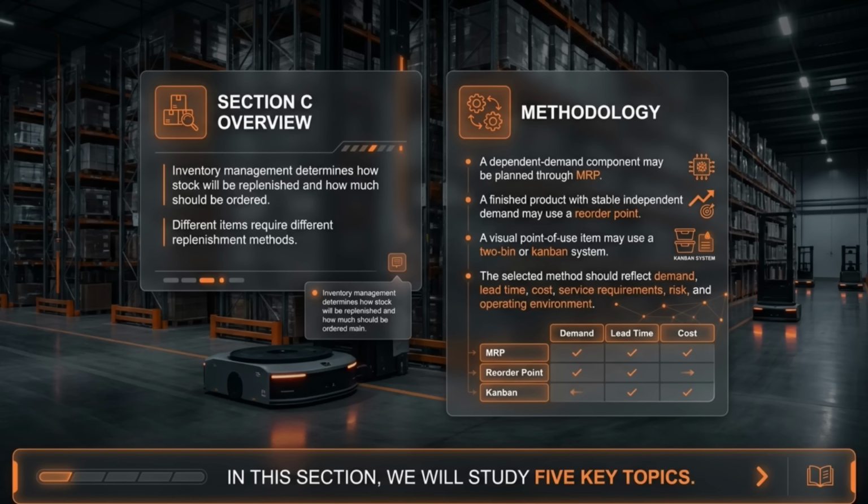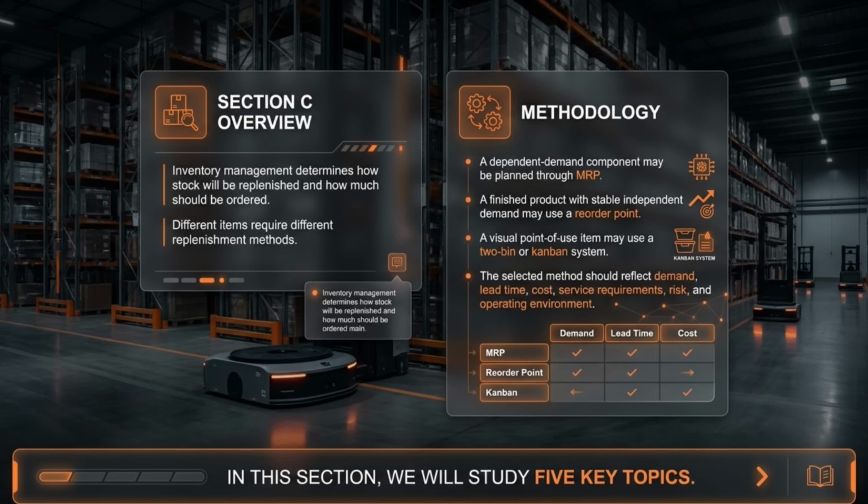Section C. Inventory Management. Section C Overview. Inventory management determines how stock will be replenished and how much should be ordered. Different items require different replenishment methods. A dependent demand component may be planned through MRP. A finished product with stable independent demand may use a reorder point. A visual point-of-use item may use a two-bin or Kanban system. The selected method should reflect demand, lead time, cost, service requirements, risk, and operating environment.